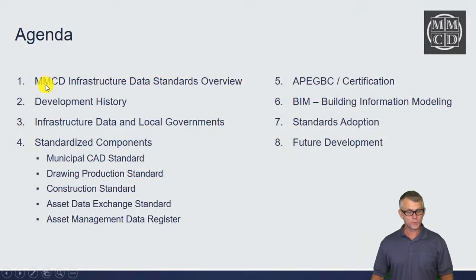In this presentation, we're going to begin with a high-level overview of the MMCD infrastructure data standards. We'll then have a look at the development history. After that, we'll discuss infrastructure data as it applies to primary local government operations. We'll then get into a somewhat detailed review of the standardized components, these being the Municipal CAD standard, the Drawing Production standard, the Construction standard, the Asset Data Exchange standard, and the Asset Management Data Register.